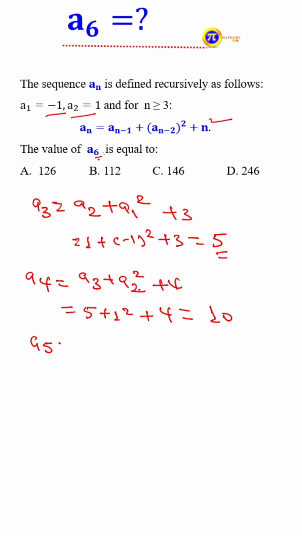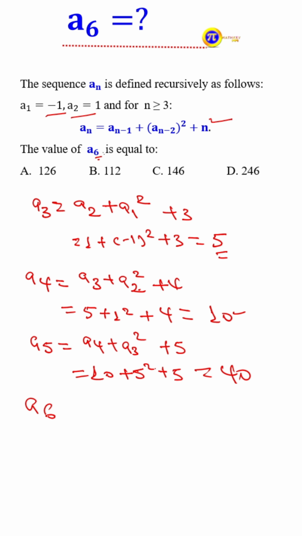What about A5? The fifth term for this one is equal to A4 plus A3 square plus here is 5. What is A4? A4 is 10, as we solved here, plus A3 square, that means 5 square, plus here is 5. What is the result? 10 plus 5 square, which is 25, that is 35. 35 plus 5 is equal to 40.